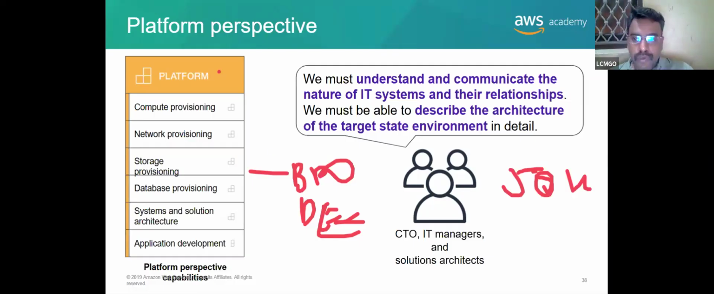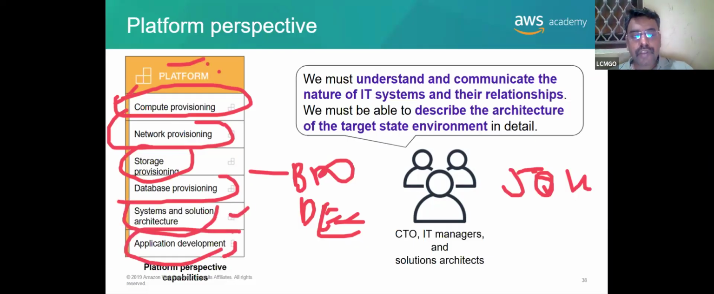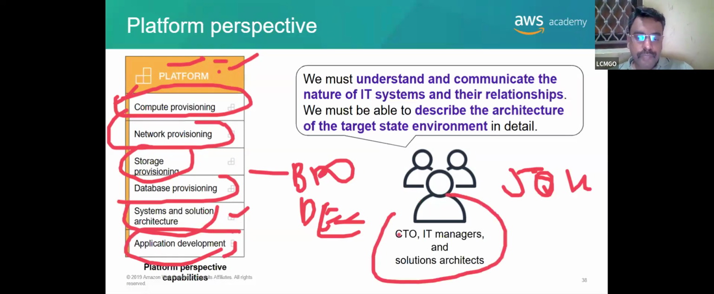Correct, na? That's what compute provisioning is. What network will you put? What storage will you put? What database will you provision? What system solution will you put? What application development will you do? That is fully regarding your network. That is your platform.